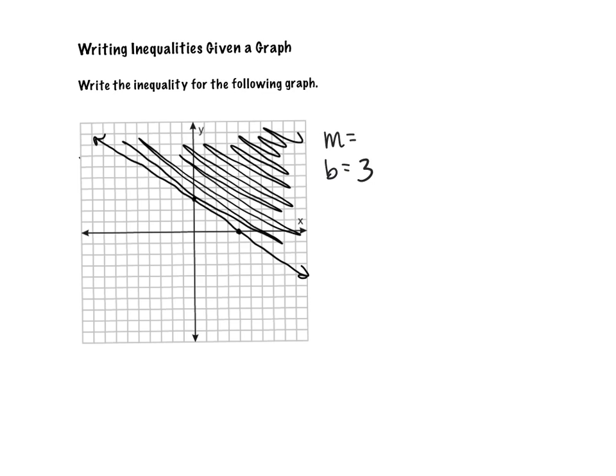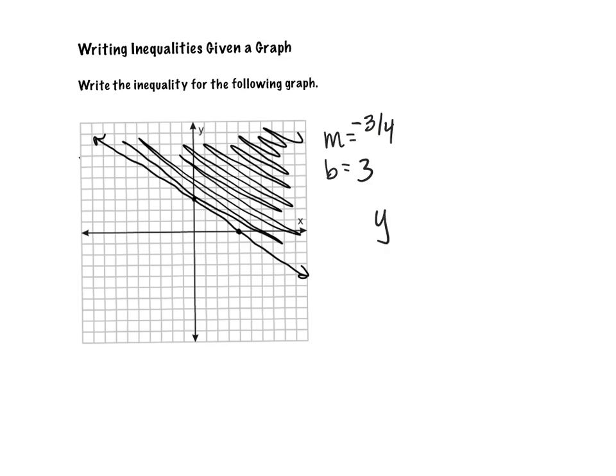Anybody tell me what my slope is here? Kaylin says 3 over 4. Caden says negative 3 over 4. Who's right? Negative 3 over 4, right? Because I went down 3. So make sure you keep that in mind.